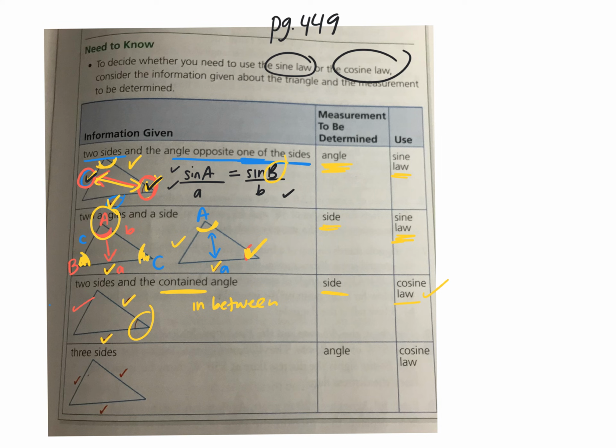If you are given only three sides, you always use cosine law. If you're not given any angles, it's always cosine law. And you would find an angle. Then you could use sine law to find this angle, right? And then you could use the interior angles theory to find the third angle.